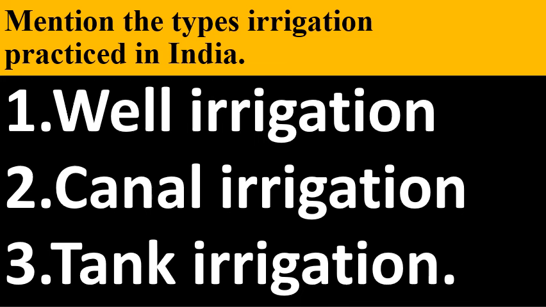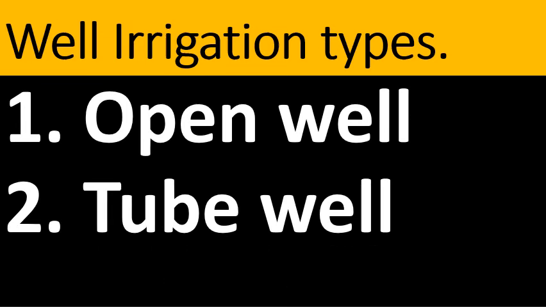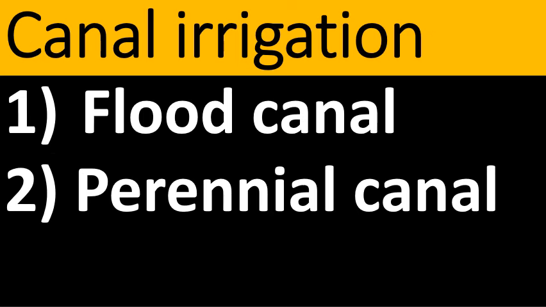Mention the types of irrigation practiced in India. Well irrigation, canal irrigation and tank irrigation. Well irrigation types: open well and tube well. The types of canal irrigation are flood canal, perennial canal.